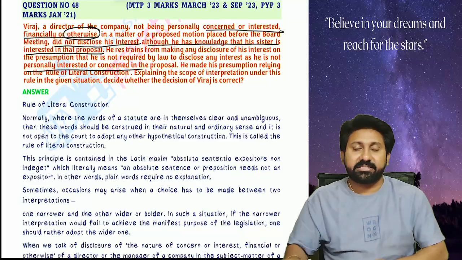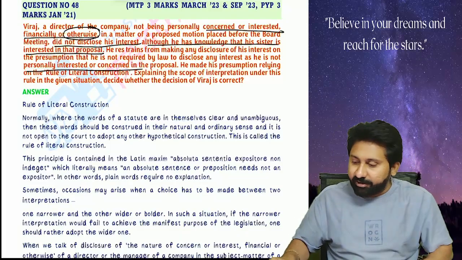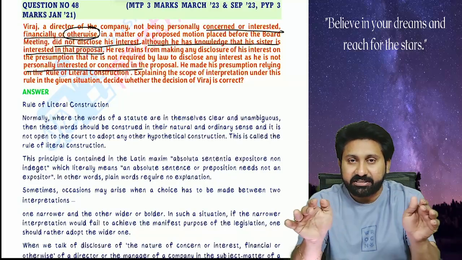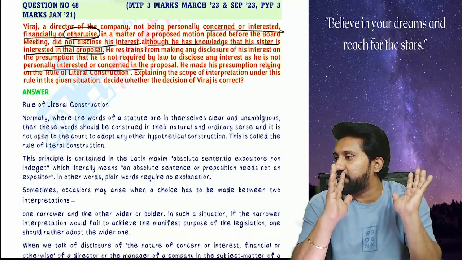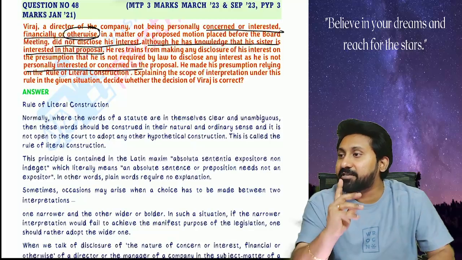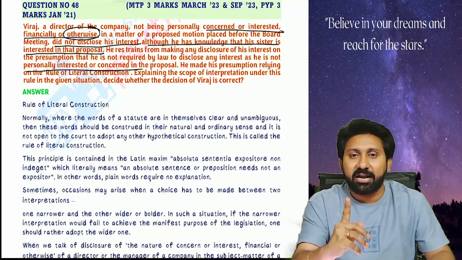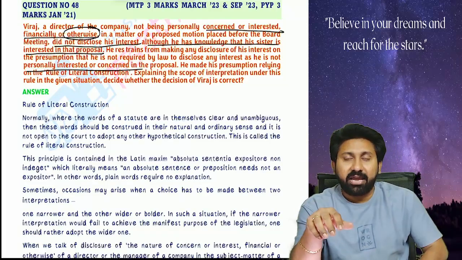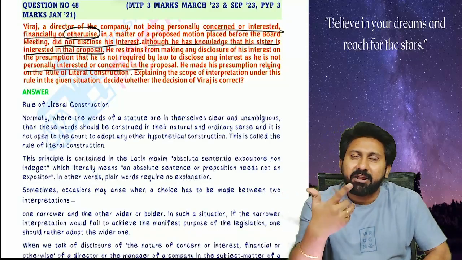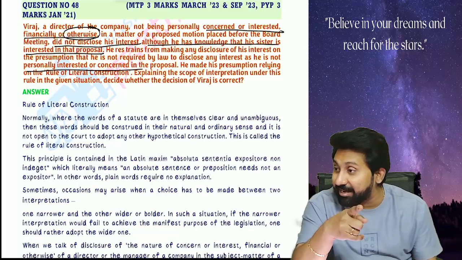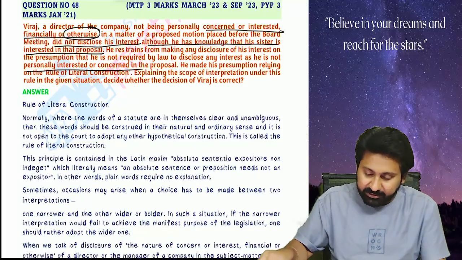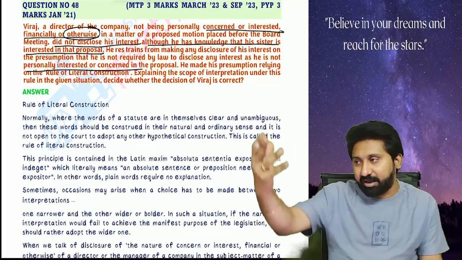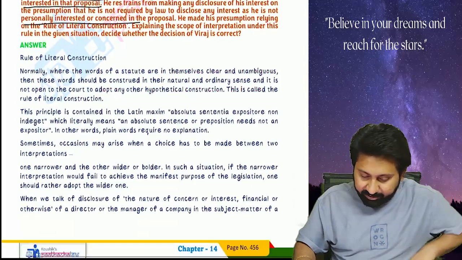As a general rule, we need to make a literal interpretation. Whenever the words are plain and unambiguous, give a literal meaning to them and follow that. But when the words of the section are not plain and clear, as with "concerned or interested, financially or otherwise", otherwise means in any form. Any form means it may be directly or indirectly, through your relatives. So in that case, literal interpretation will not survive. You should go by reasonable interpretation and expand the scope of that word.